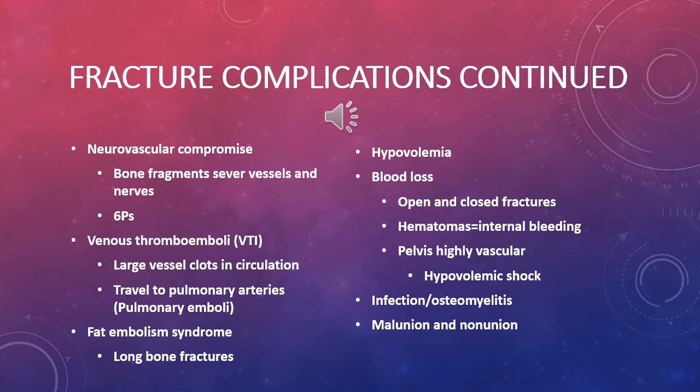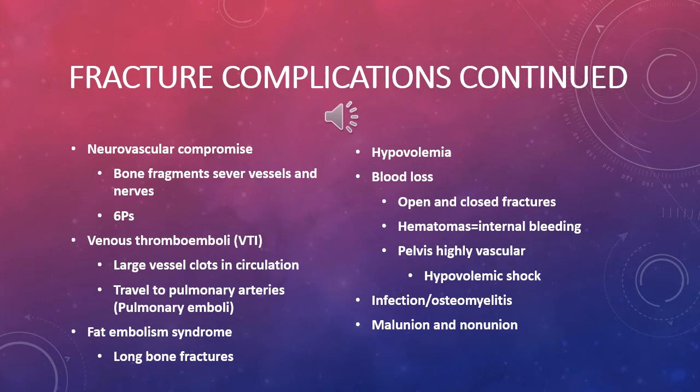The next complication is a venous thromboembolism. This is a condition in which blood clots form, and this often occurs in deep veins of the legs, groin, and arm. This is known as a deep vein thrombosis, or DVT. These clots will travel in circulation, and they usually lodge in the lungs. And this is what's called a pulmonary embolism.